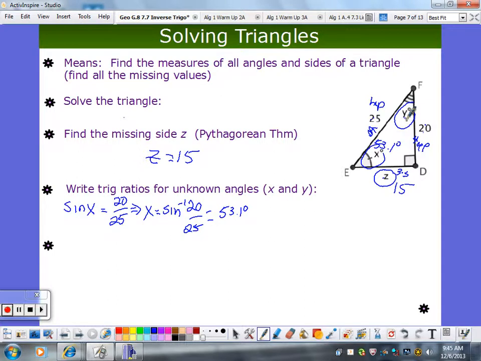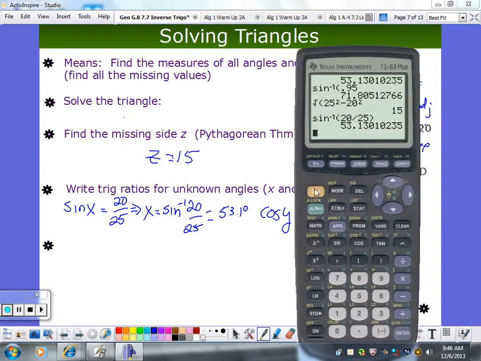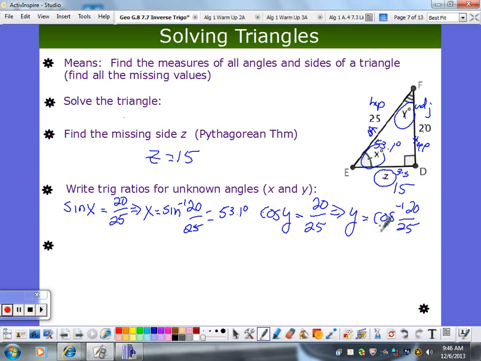So let's work with this angle y. And again, I'm not going to use the 15, same reason. So can I come up with a relationship here? The cosine of y is 20 over 25, because that's the adjacent relative to this angle. So let's see, what does that mean? y is going to be the angle whose cosine is 20 over 25. Inverse cosine of 20 over 25. And we get approximately 36.9.